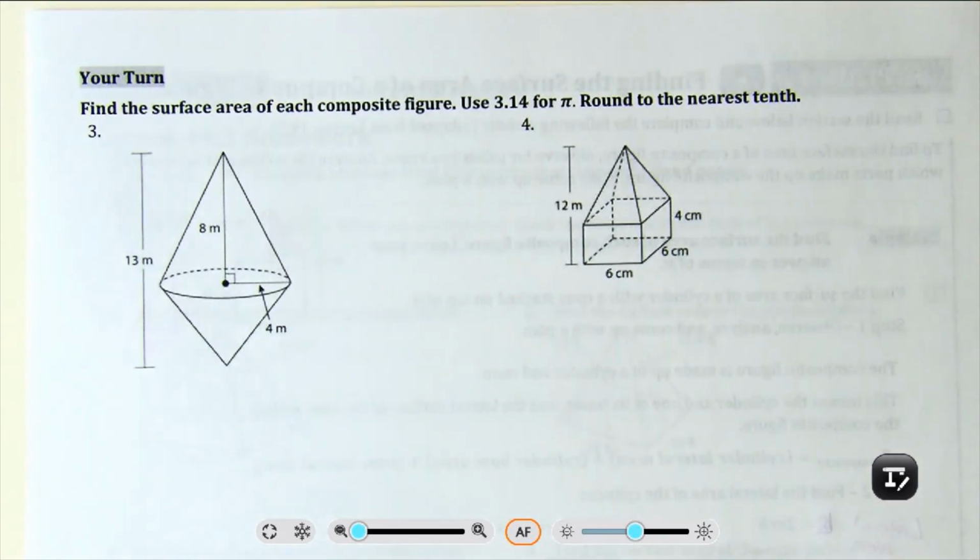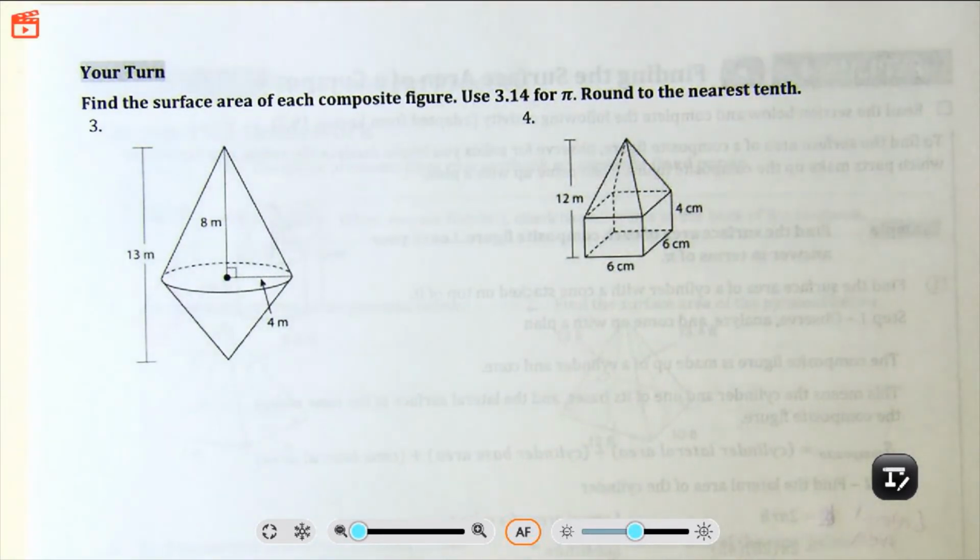Okay, so now we're going to be doing a few problems. Problem number 3, they want us to find the surface area of 2 cones on top of each other. And for problem number 4, we have a rectangular prism and a pyramid. Now I do want to mention that because for problem number 3, 2 cones are on top of each other, we do not need the bases of the cones because we're not covering those surface areas. So we're going to be using a modified formula for both.